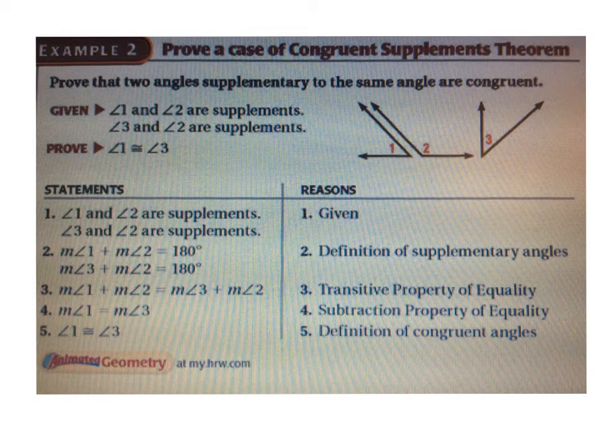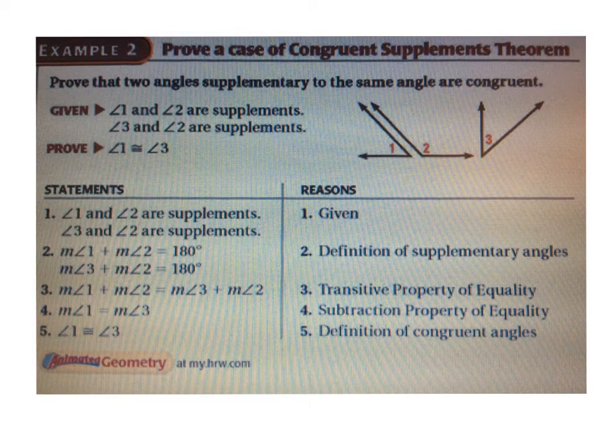So again, we have our given in here, and that's that our sets of angles are supplements. So we can go back in with the next step here and say that angle 1 plus angle 2 equals 180 degrees, and angle 3 and angle 2 added together equals 180 degrees, and again, that's just by definition of supplementary angles, so that one's nice and straightforward.